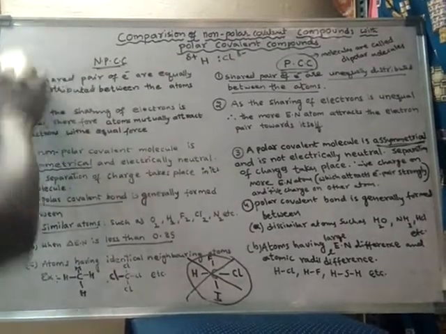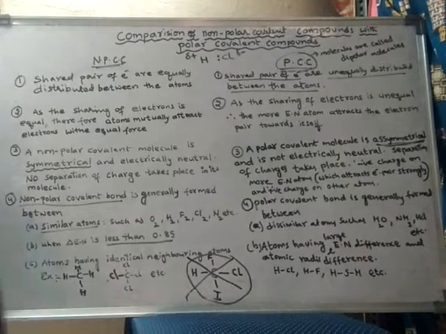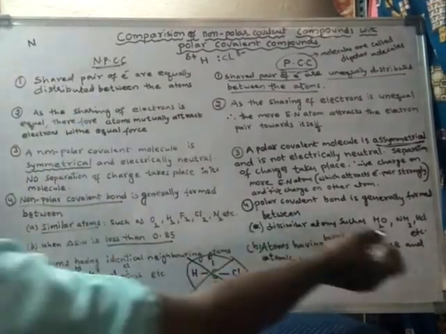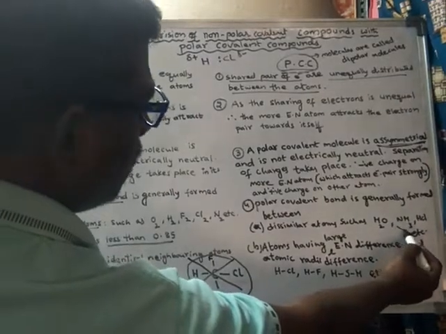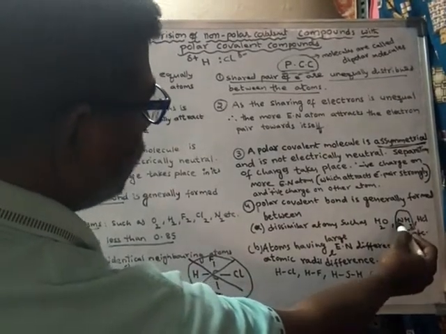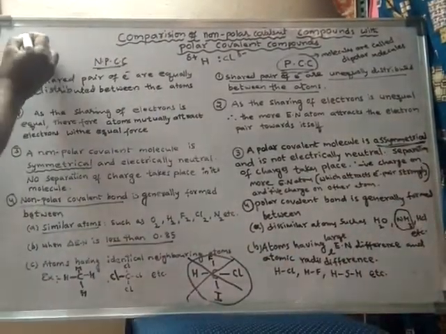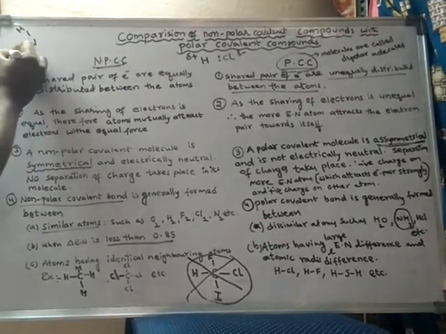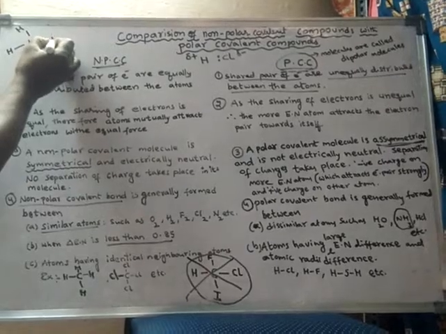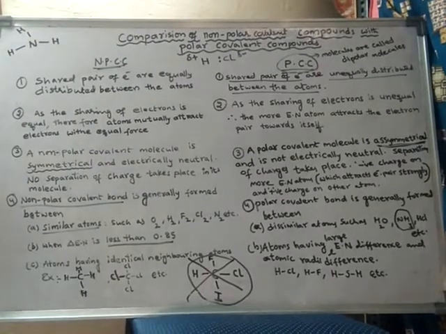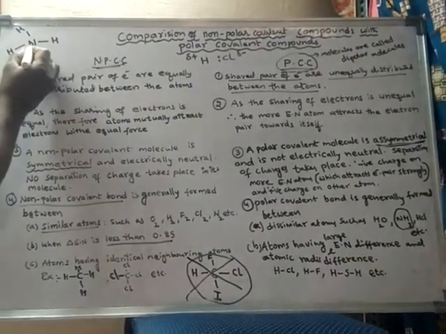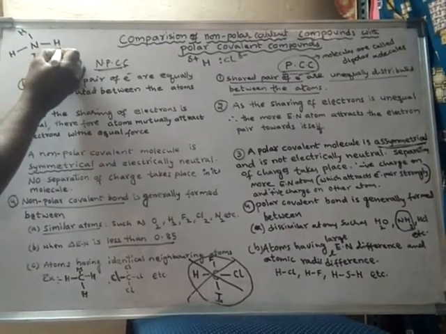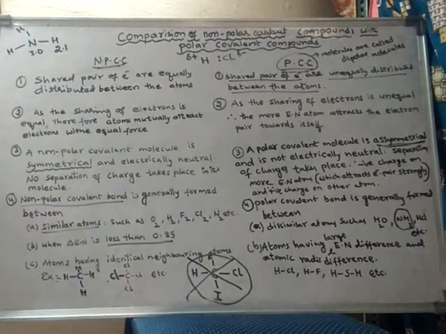nitrogen and hydrogen, in ammonia. So ammonia, this is the formula of ammonia, NH3. So nitrogen forms 3 bonds with 3 hydrogen atoms like this. The electronegativity of nitrogen is 3.0, whereas the electronegativity of hydrogen is 2.1.